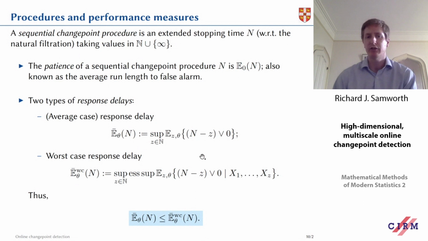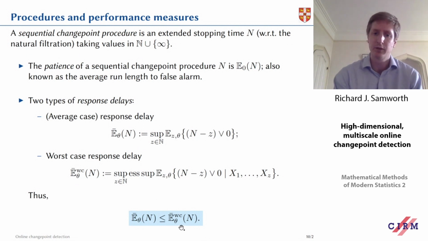In addition to the average case response delay, we also have a worst case response delay, and that's where instead of taking the average over the pre-change observations, I'm going to take the essential supremum over the pre-change observations. So what's pretty clear from these two definitions is that the average case response delay is going to be no larger than the worst case. Both are interesting quantities to us.